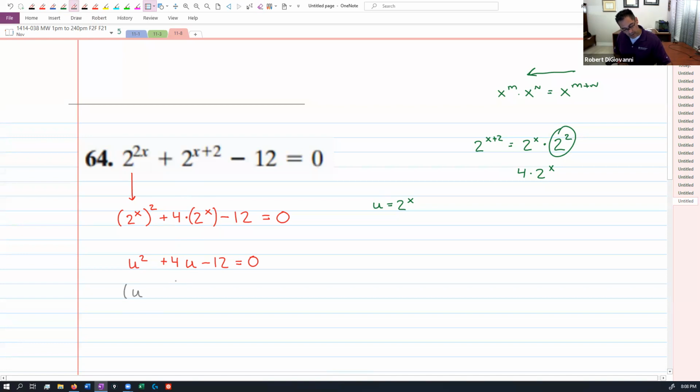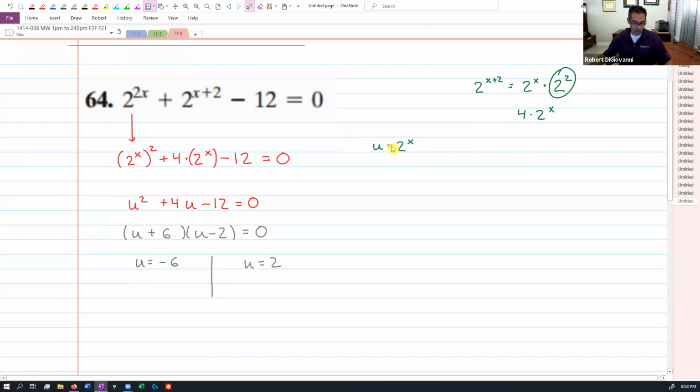So we're down here at this quadratic. Let's see. Does it factor? It should factor. Plus 6, minus 2. And then we get 2 answers. u is negative 6, and u is 2. And now I switch back. What was u? Well, u is 2 to the x. So 2 to the x is negative 6, and 2 to the x is 2.